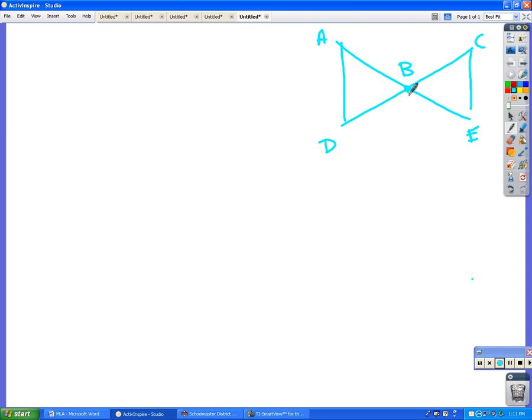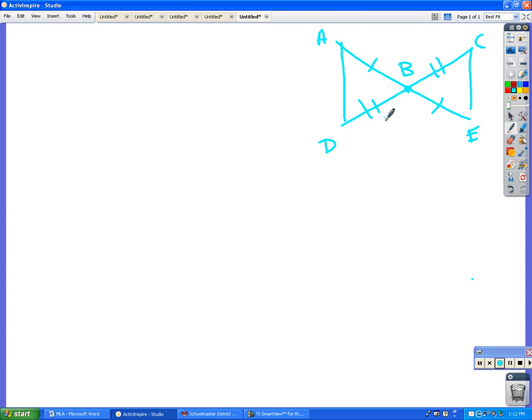So first thing they do, like we talked about, you always start out with what you're given. B is the midpoint of AE, that's given. Since that's the midpoint of AE, what do I know about these two segments here? They're congruent. And we know that's true because that's the definition of the midpoint, cuts it into two equal pieces. And it also says B is the midpoint of CD. That is also given, and therefore this one is congruent to that one, again by the definition of the midpoint.